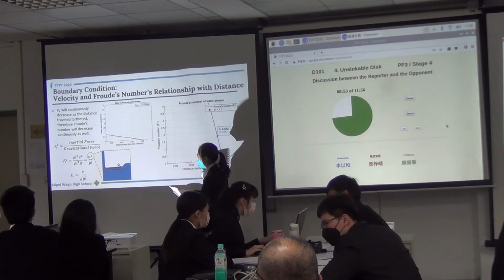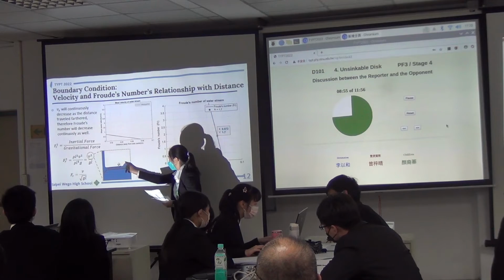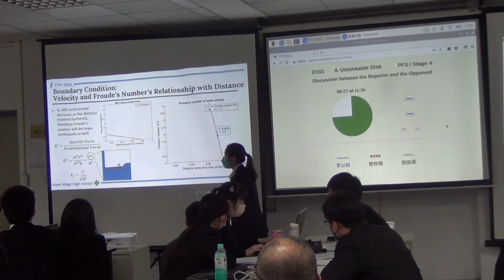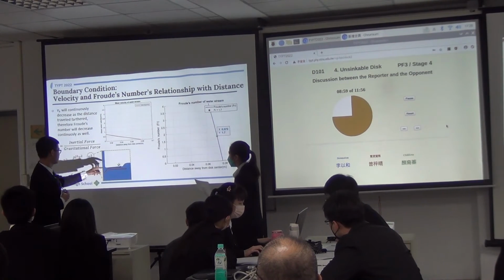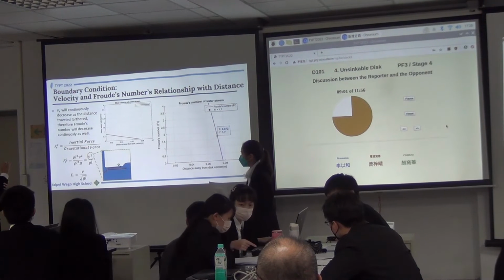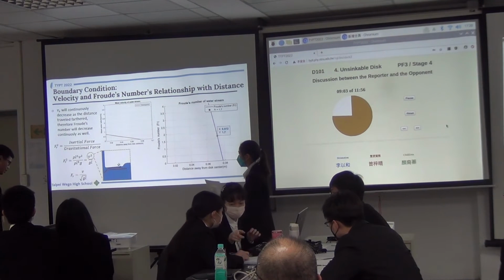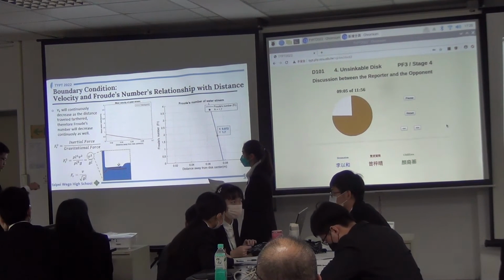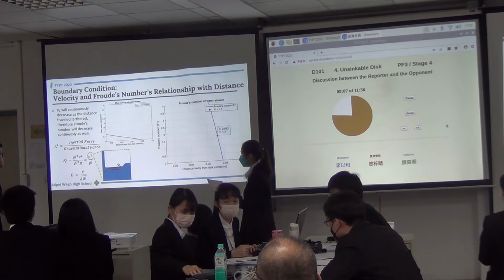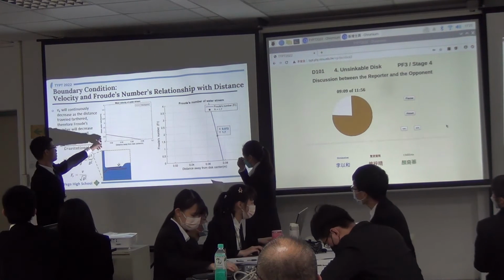Have you measured the velocity of this place and this place? Yes, we do. We measure the velocity by placing a tiny piece of paper on top of the water stream and using Tracker to track it and see how fast it flows. Because we know the distance, we can come up with this graph.